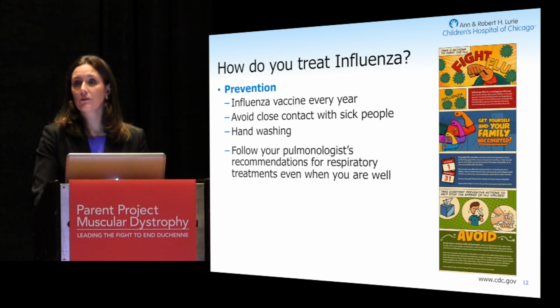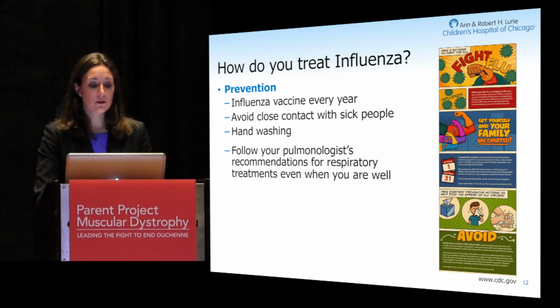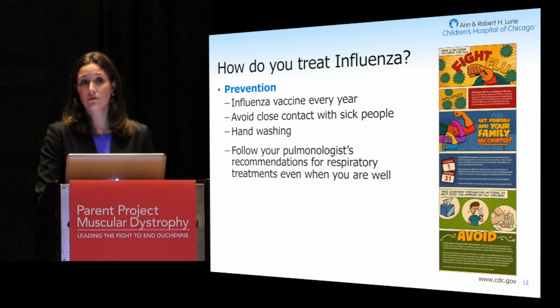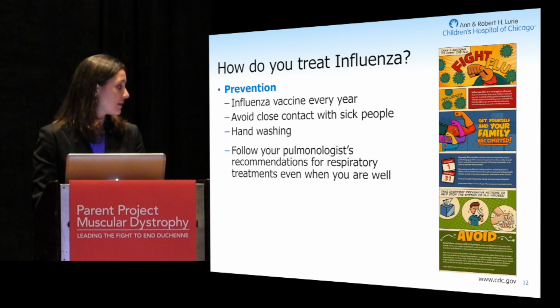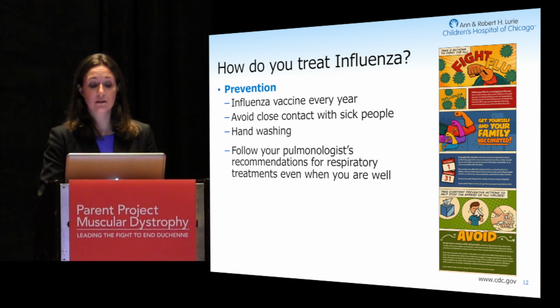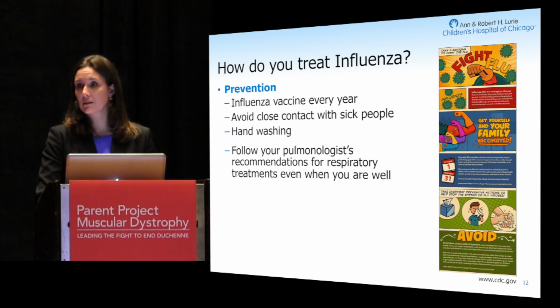Before we get into what we do in the acute setting of pneumonia, one of the big things we can do is try to prevent pneumonia. It's recommended that you get an influenza vaccine every year. This starts at the age of 6 months all the way into adulthood and elderly. We also recommend anyone who's in the family or has a lot of close contact with you should also get an influenza vaccine. You can avoid close contact with sick people, and of course, common sense things like good hand washing.